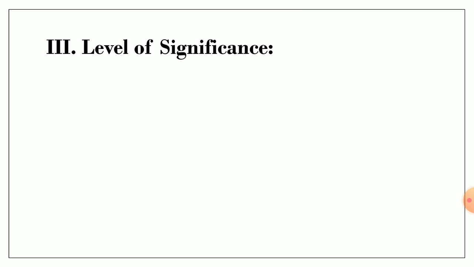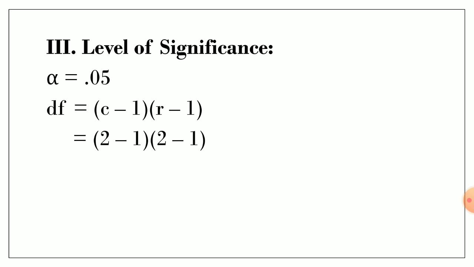Next is the level of significance. So we have alpha at 0.05. Then for the degree of freedom, that is equal to the quantity C minus 1 times the quantity R minus 1. So C is the number of columns and R is the number of rows. So from our given example, we have 2 columns and 2 rows. So that is the quantity 2 minus 1 times the quantity 2 minus 1. That is equal to 1.